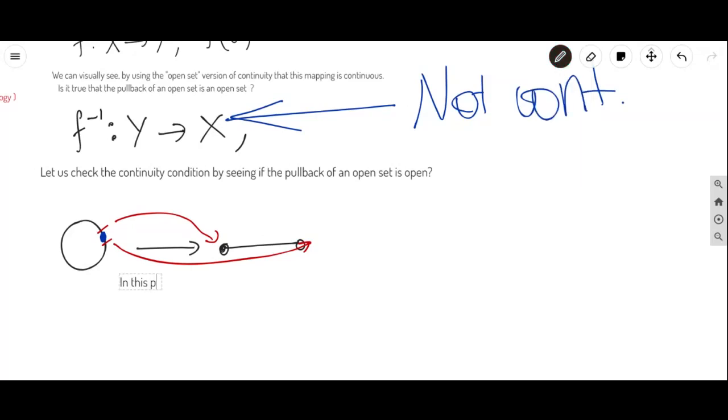So in this picture, you are destroying the space. You're doing something that's not a continuous operation. You're breaking the space apart, and so points get separated. That's the destroying process. So this space is being destroyed. So it's not continuous.